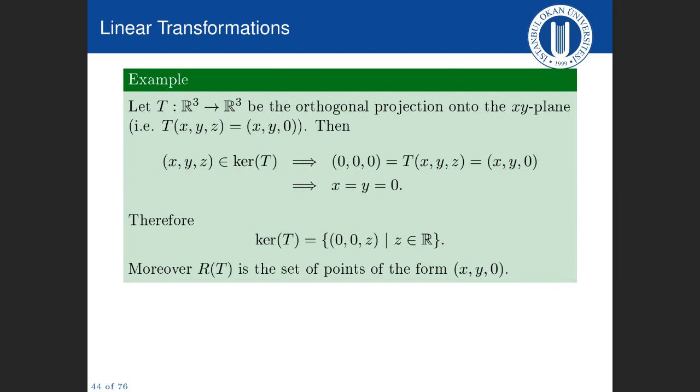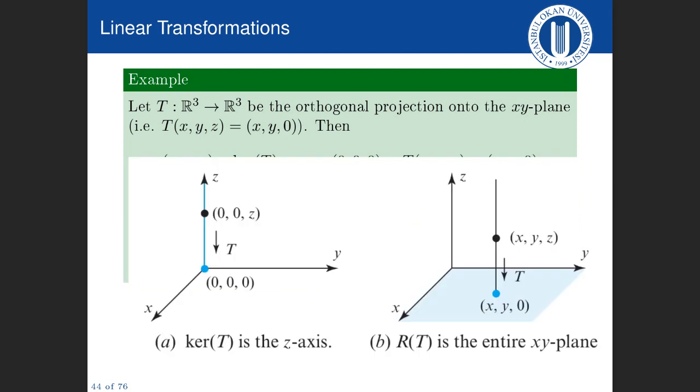What's the range of T? It's going to be the set of points of the form (x, y, 0). So in terms of pictures, the kernel of T, when we squash everything down onto the xy plane, which vectors get squashed down onto (0, 0, 0)? The z-axis. And what is the range of T? If we squash the whole of three-dimensional space down onto a plane, we get the plane. We get the entire xy plane.